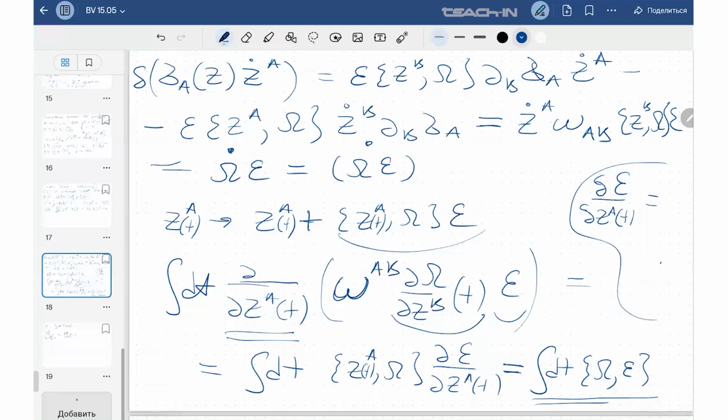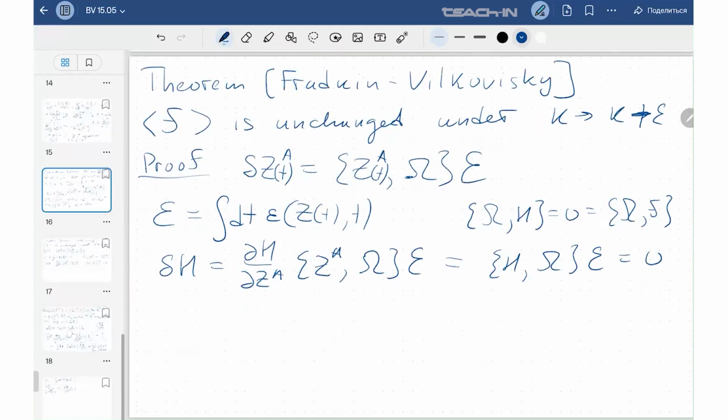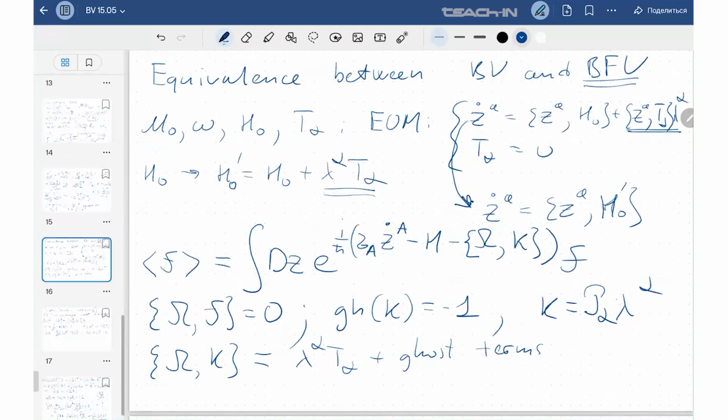But this term, the integral dt of a bracket of omega with epsilon, is precisely a term of this structure, right? So it can be absorbed because it's infinitesimal. We can put it in the exponential. It can be absorbed by a change of k.